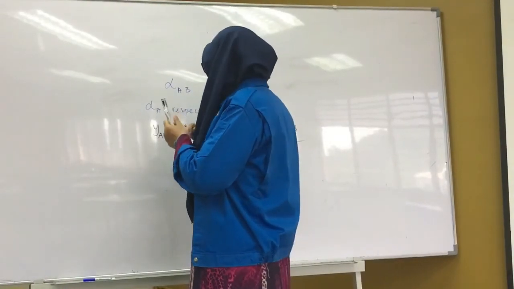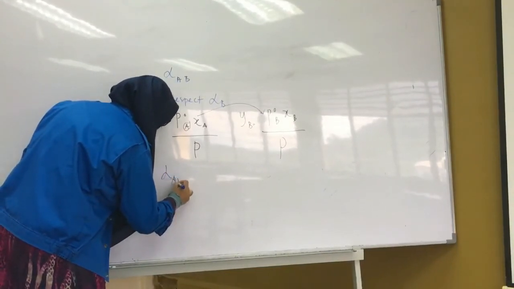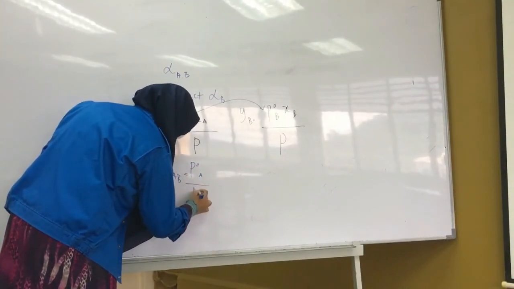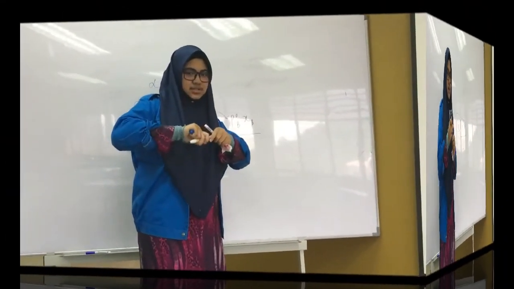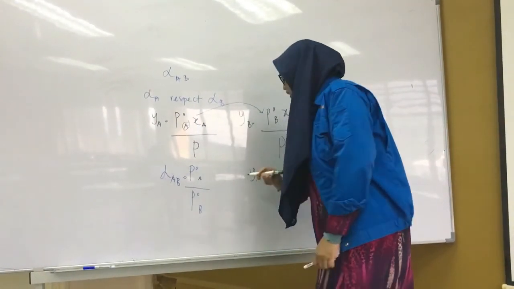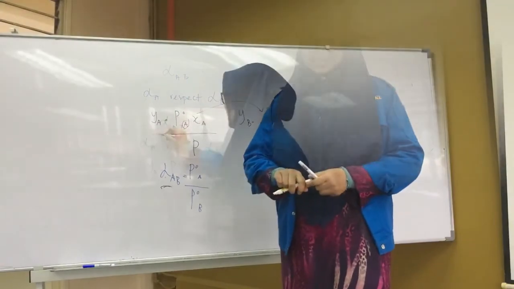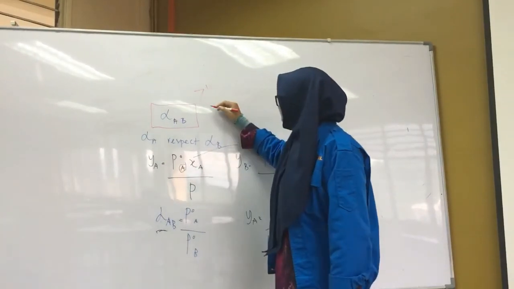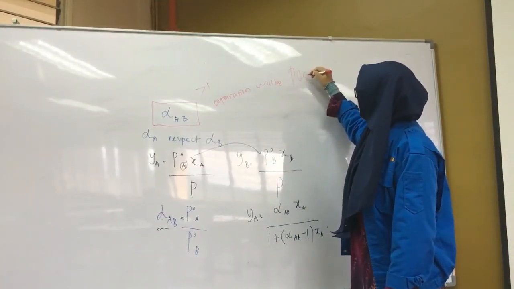The next formula is for relative volatility itself, where alpha AB is equal to vapor pressure A divided by vapor pressure B. The last formula is quite different because we use relative volatility in the formula. Lastly, relative volatility must be more than 1 so that separation will be possible.